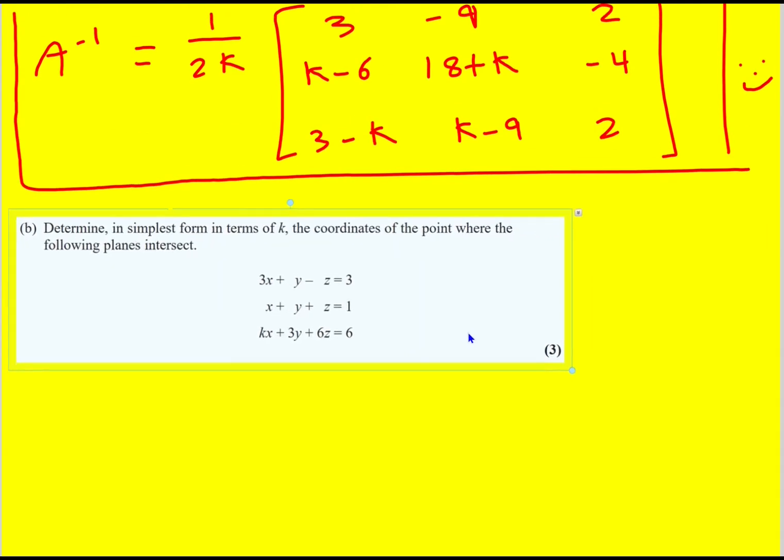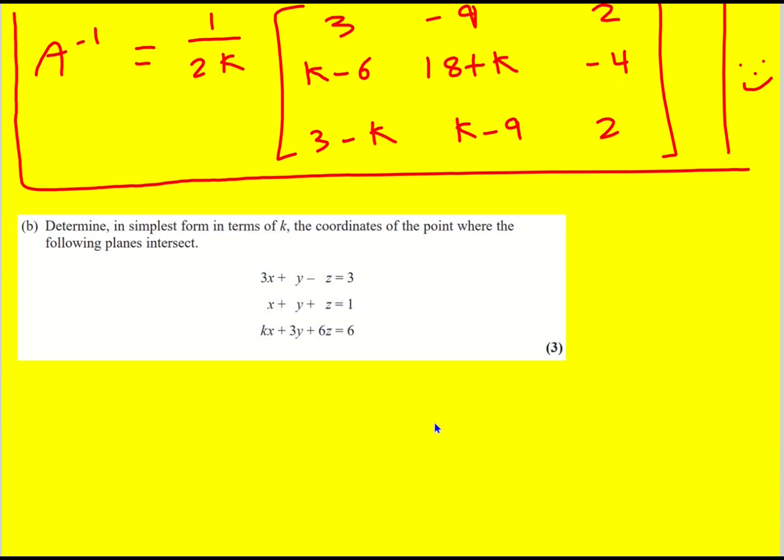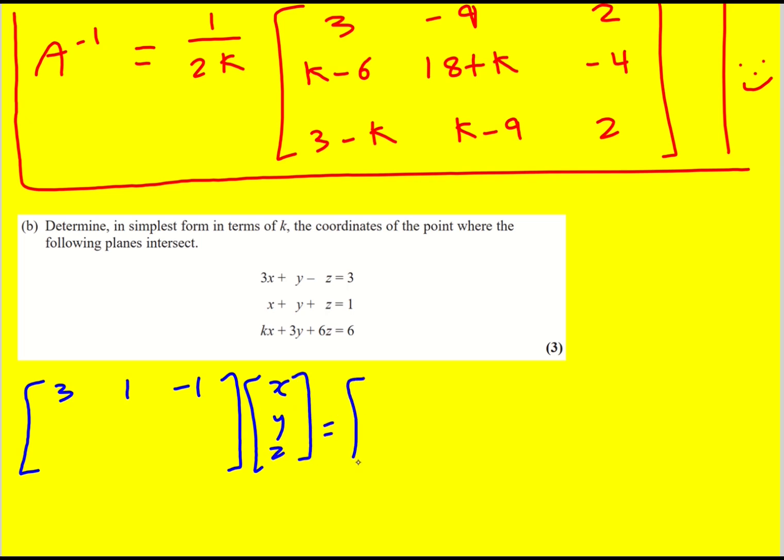Determine in simplest form, in terms of k, the coordinates of the point where the following planes intersect. So 3 planes given by these equations. Now we can write them in matrix form. We're going to get 3, 1, minus 1 multiplied by x, y, z equal to 3. That's that first equation written down. When you expand it out, you'll get back to that first equation.